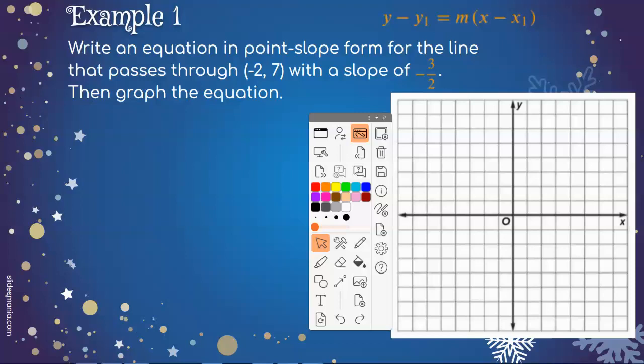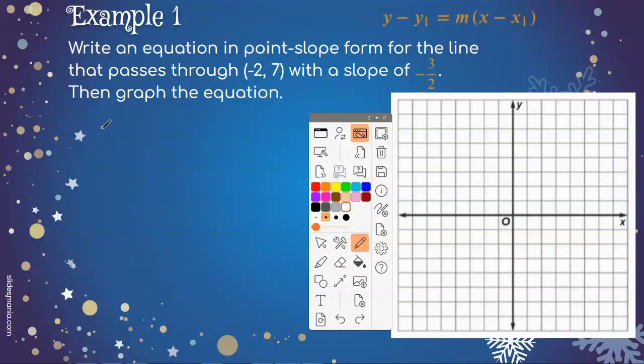All right, let's take a look at this. It says, write an equation in point slope form for the line that passes through (-2, 7) with a slope of -3/2, and then graph the equation. So we have the formula up here.